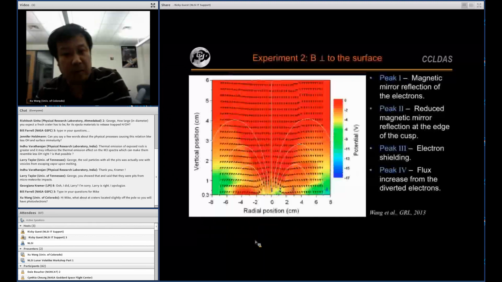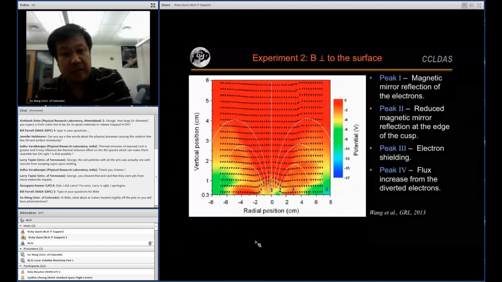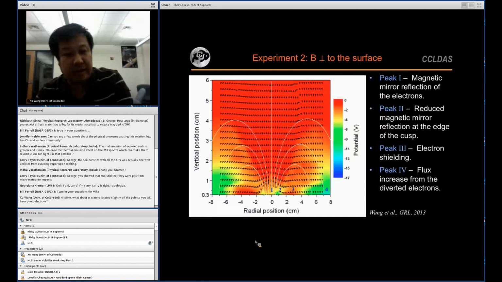So experiment 2, this is the B field normal to the surface, and these blue arrows are the magnetic field, and the white lines are field lines, so colors represent the potential. So again, at peak 1 on the surface, it's more positive. That's caused by the mirror reflection of the electrons. And peak 2 is actually more negative, and it's located at the edge of the cusp. So that's because of the reduced effect of the mirror reflection of the electrons.